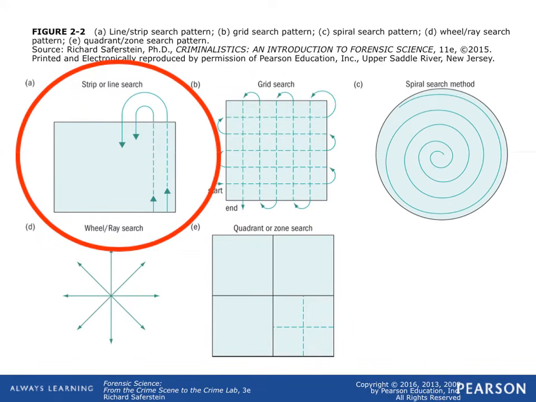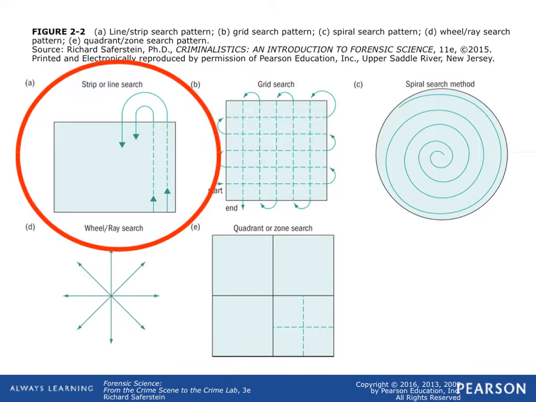So for the strip or the line search, once again, you have to have well-defined boundaries. So we see here we've got well-defined boundaries. And you have one person. If it's just one person, you start at one boundary edge and you go to the next one. You turn and you double back on yourself.